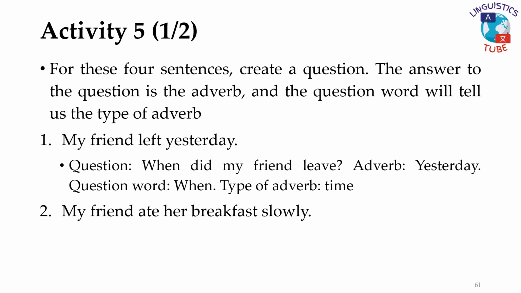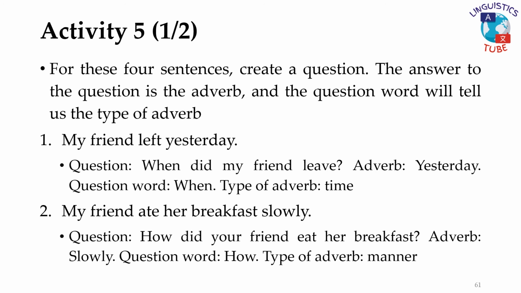For the first sentence, the question is, when did my friend leave? The adverb is yesterday. The question word is when. Therefore, this is a time adverb. For the second sentence, the question is, how did your friend eat her breakfast? The adverb is slowly. The question word is how. Therefore, this is a manner adverb.